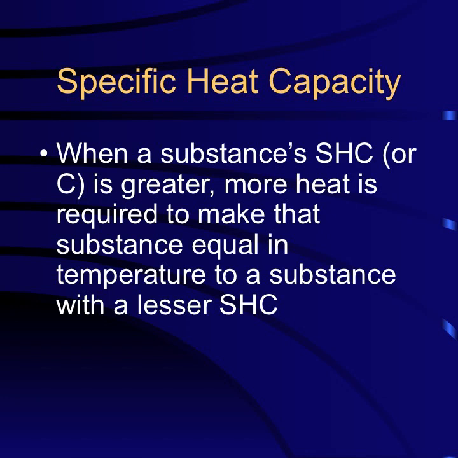And again, remember, water's specific heat capacity is 4.18 joules per gram degree Celsius, or 1 calorie per gram degree Celsius. Aluminum's, by the way, is 0.215 calories per gram degree Celsius. So significantly less than the 1 calorie per gram degree Celsius of water. And that means aluminum will get hotter with less energy than water.